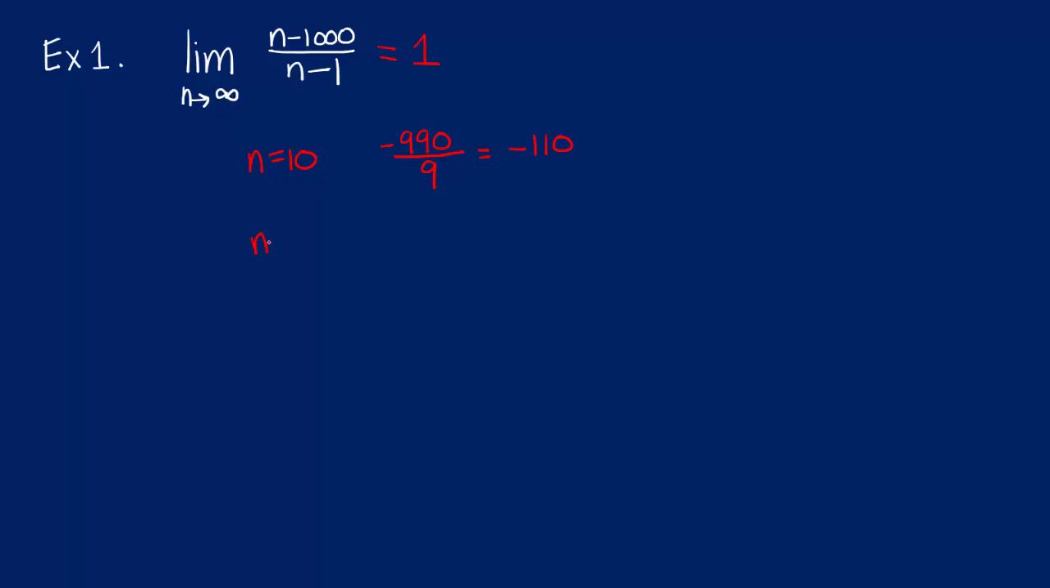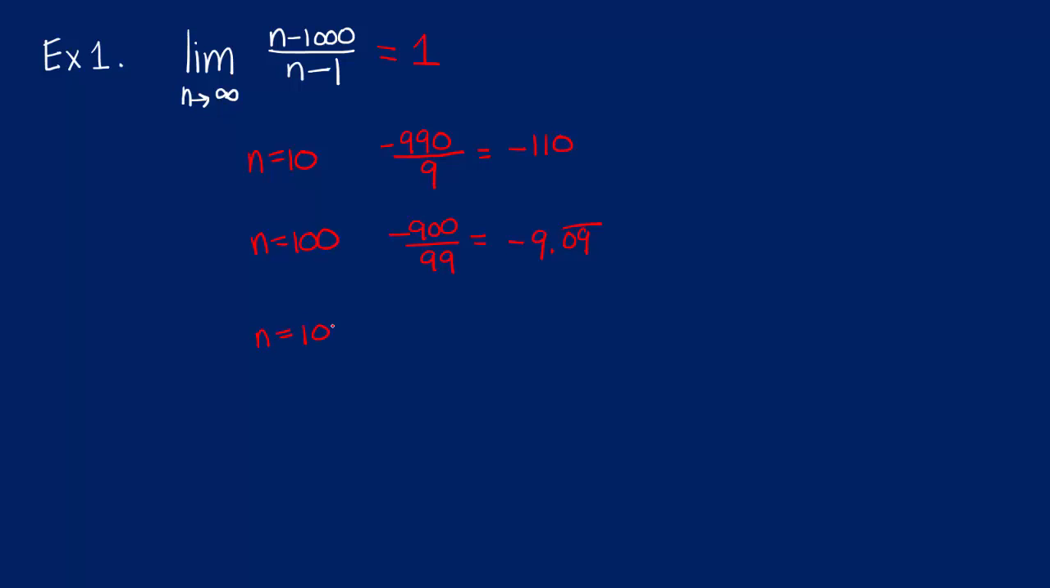What about 100? Is that large enough? Let's see what that gives us. Wouldn't that be negative 900 over 99? What's that? Negative 9.09 repeating? Again, that's nowhere close to this. That's a negative number. The answer is positive 1. 100, I mean, that's pretty large, right?